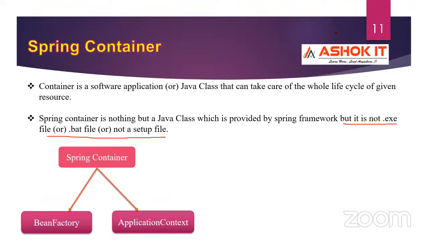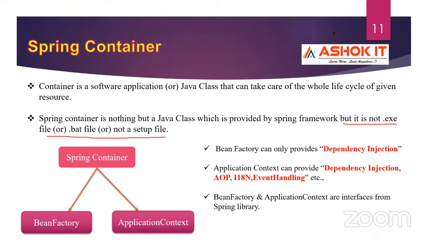By using these containers only, we can instantiate the objects of Spring Bean classes, inject the Spring Bean objects from one class into another class, and also destroy the Spring Bean objects as well, guys. Understood? Bean Factory can only provide dependency injection. So this is the first container, the Bean Factory container. It provides services only for what? Dependency injection, guys. Dependency injection means how the Spring Beans are created, how those objects get injected into the classes, and how those objects get destroyed.